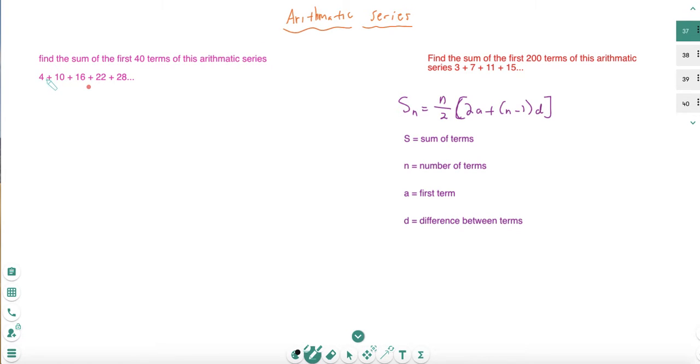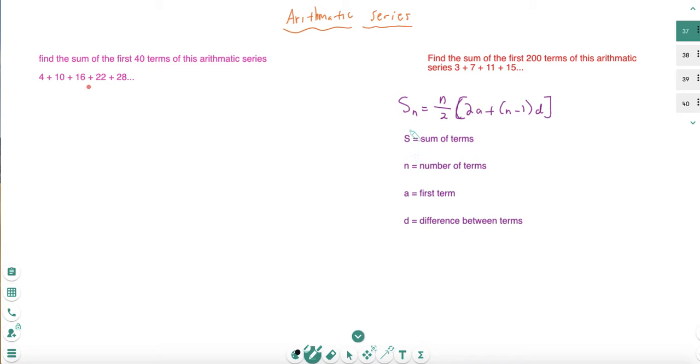So how do we add these first 40 numbers? So 4 plus 10 plus 16 plus 22 plus 28 plus 34, etc., until we hit the 40th number. Well, what we're going to be doing is using this little formula. S is equal to n over 2 brackets 2a plus n minus 1 d.